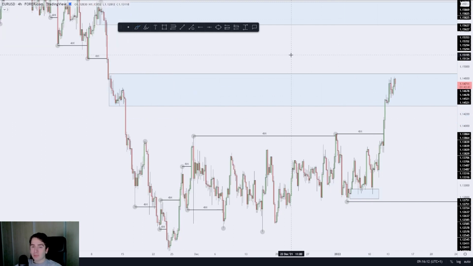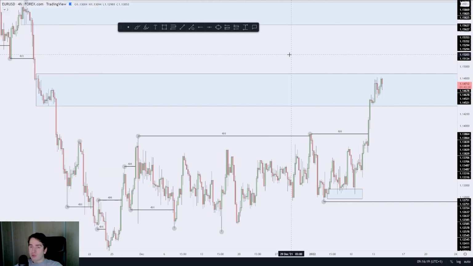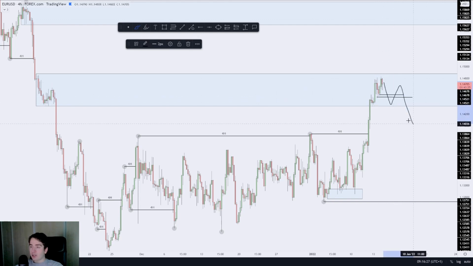So what am I expecting at the moment? Well, of course, we could start seeing a pullback on euro dollar from here. However, currently we don't really have a bearish change of character. What needs to happen? We need to take out this low over here, essentially, or this low, to then see kind of like a change of character, which could initiate a potential drop.